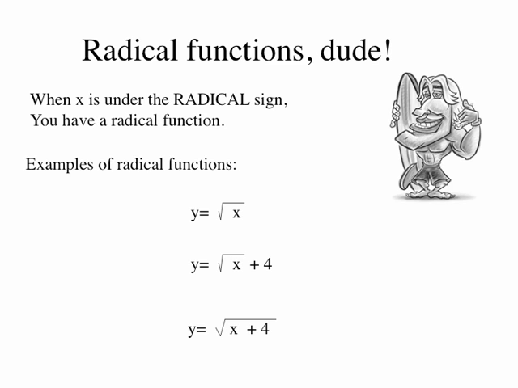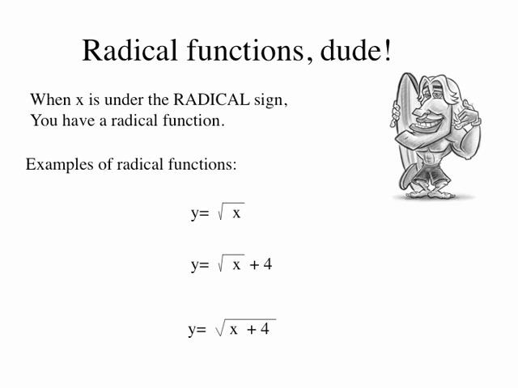We call these radical functions. When x is underneath the radical sign, we've so far called it the square root sign, but we could put a little 3 in there and make it a cube root, or a little 4 in there and make it a fourth root, etc. Anytime x is underneath that radical sign, we have a radical function.